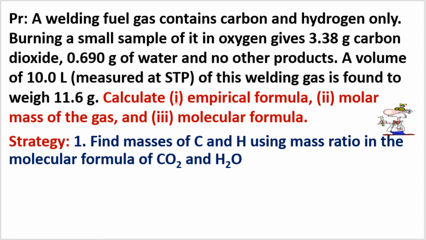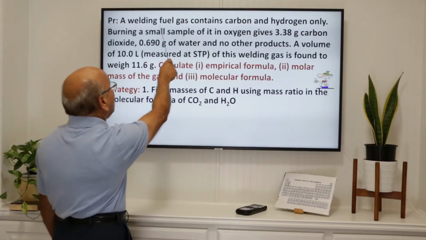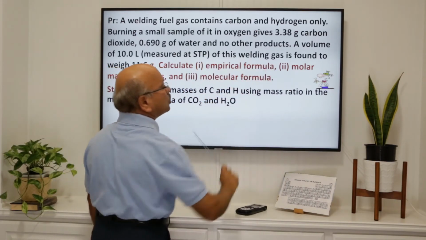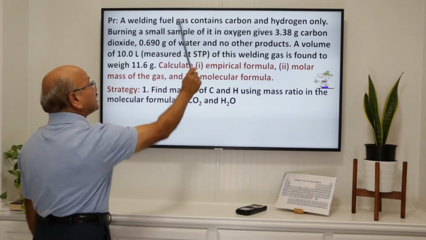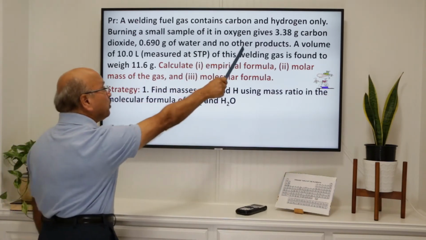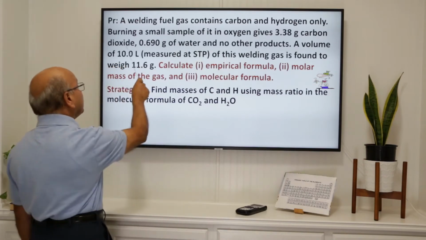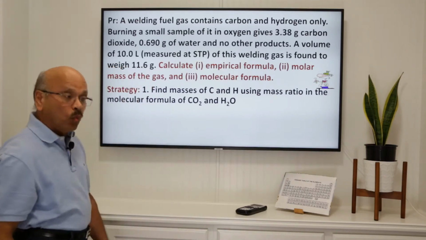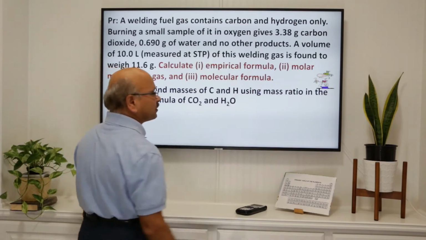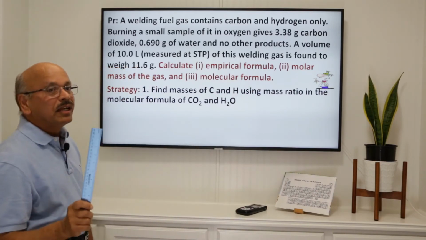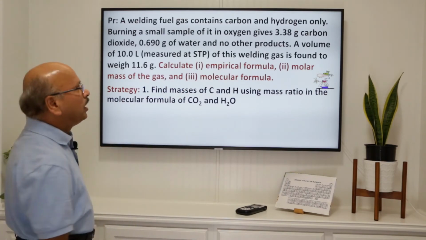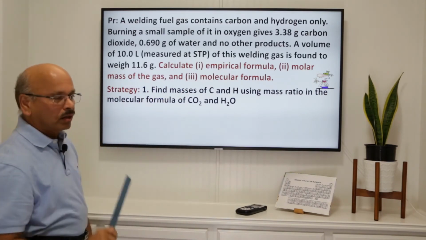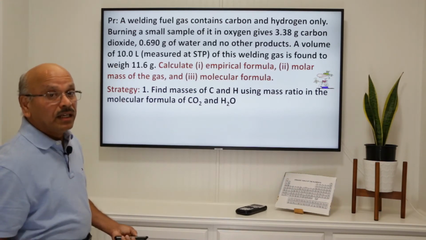We are not given the masses of the elements in this problem. See, if you look at this problem, a welding fuel gas contains carbon and hydrogen only, say a hydrocarbon. Burning a small sample in oxygen gives you 3.38 grams of carbon dioxide, 0.690 grams of water, and no other products. So the masses of the elements are not given. Instead of carbon, you are given carbon dioxide. Instead of hydrogen, you are given what? Water.